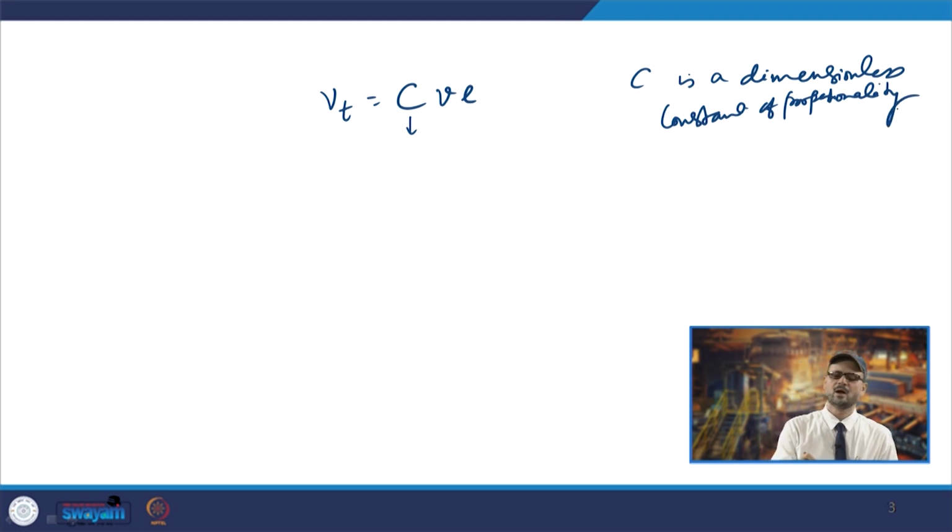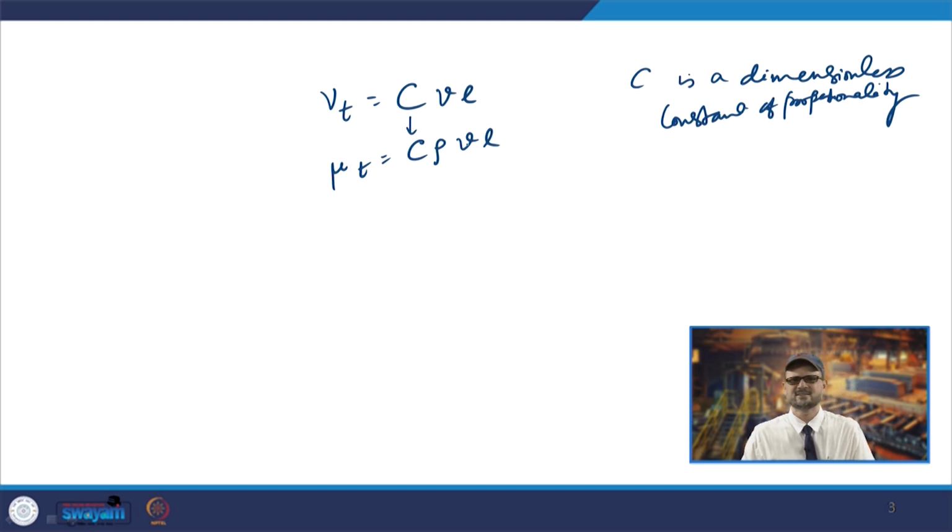Because the nu t has the unit of meter square per second, we can write the mu t as C of rho V L. So, V is the velocity scale and L is the length scale. Now, most of the kinetic energy is contained in the largest eddies, and the turbulent length scale L is basically the characteristic of these eddies, because they are containing most of the turbulent energies.